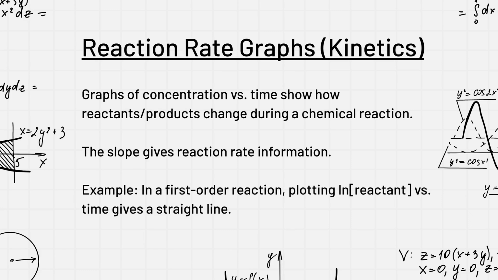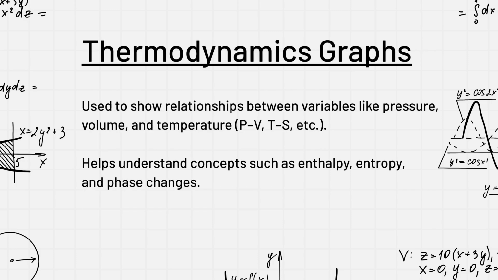Another chemical application involves reaction rate graphs, or kinetics. Graphs of concentration versus time show changes during a chemical reaction. The slope of these graphs gives reaction rate information, such as the straight line observed when plotting a first-order reaction. In thermodynamics, graphs illustrate relationships between variables like pressure, volume, and temperature. These visual aids are crucial for understanding concepts such as enthalpy, entropy, and phase changes.